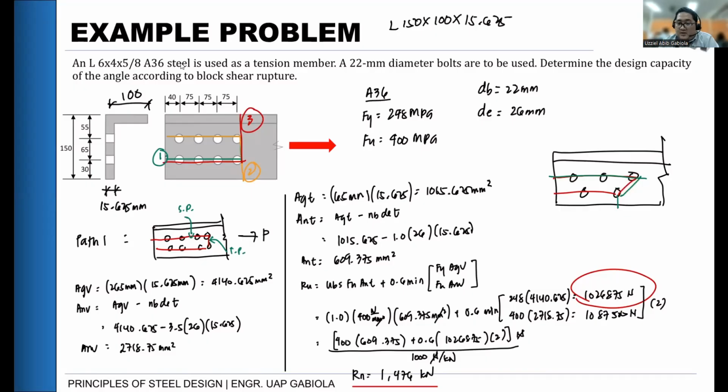So, we will try to solve this kind of problem next meeting para mas maintindihan nila yung process in calculating for the block shear if the given connection is a staggered type connection. Alright?